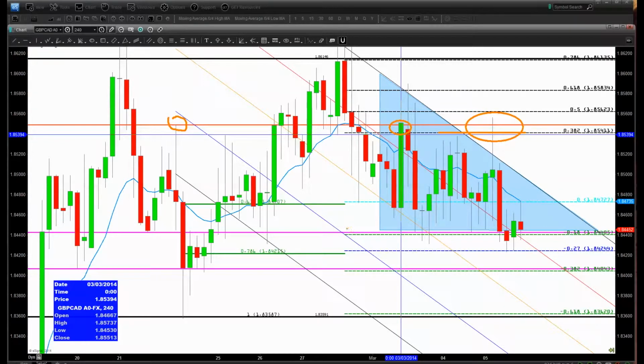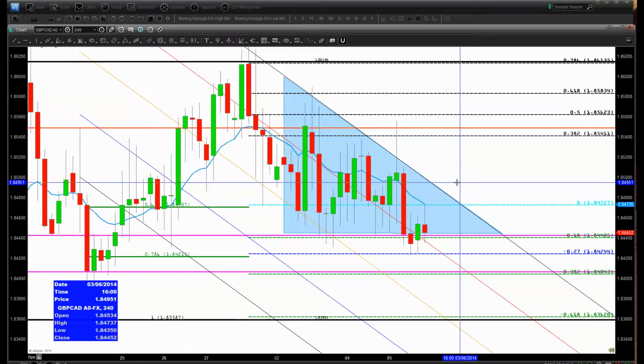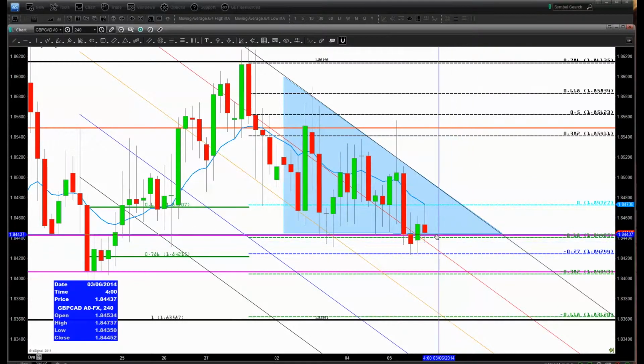Where's the next confluence? Right here, right at the 38. See that? That is the other confluence going on in the markets. So if they break through that, what do you think is going to happen? Exactly, that's what's going to happen. If they break through it, they're going to take this south. And that's what I'm expecting.